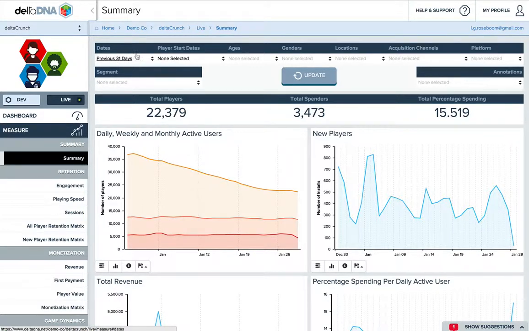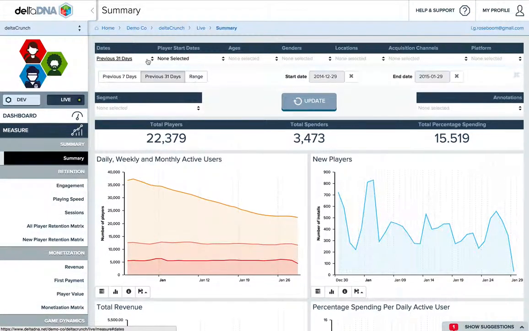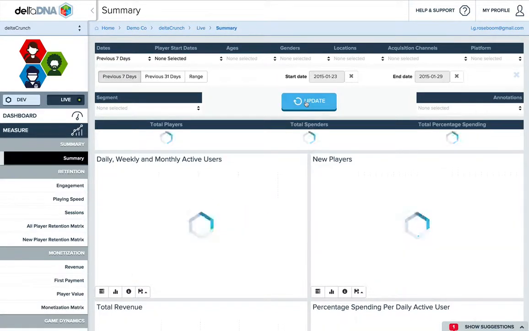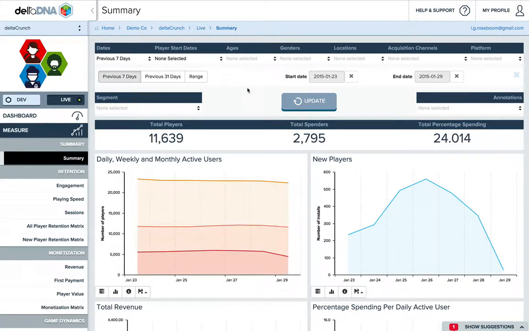We have the date range here, and a player start date range here. One of the things which is new for release 11 is that we now allow you to have a relative date. In the past you had to put in fixed dates, whereas now you can choose the previous 31 days or the previous 7 days, and that will automatically look at the last month or the last week of data. It knows what today is, so it makes it very easy to always pick the last week or the last month of data that you might be interested in looking at. Let's make this the last week just for fun. So now we're just looking at the data that came in the last week.